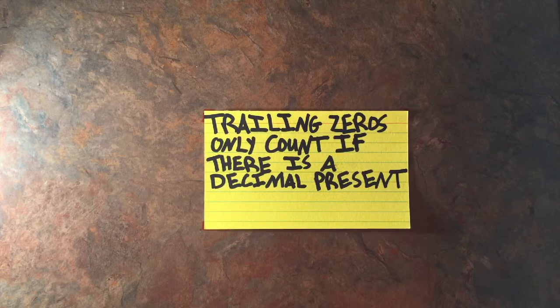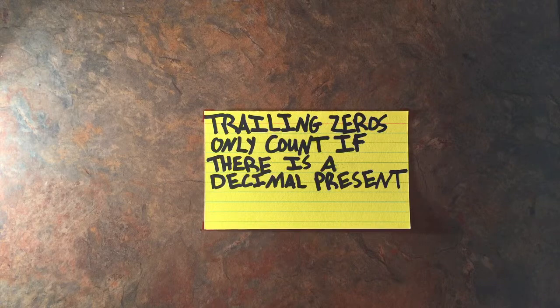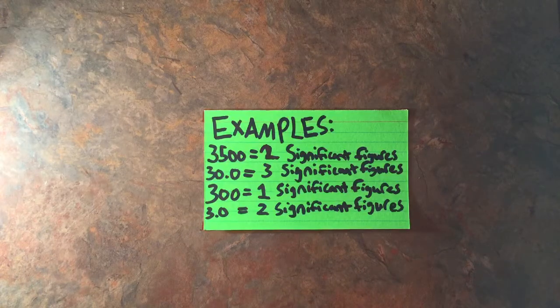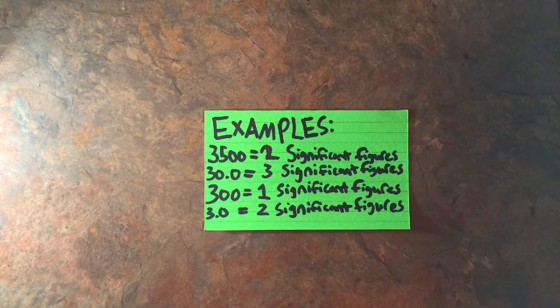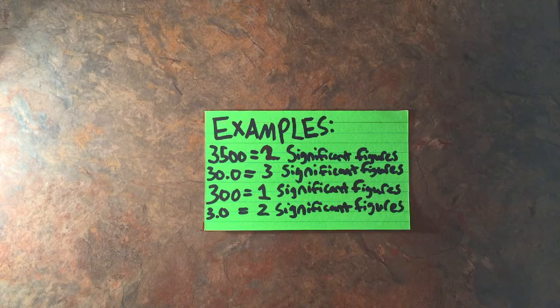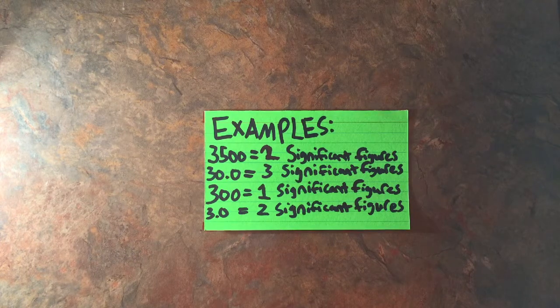The next rule is that trailing zeros, or zeros that come after a non-zero number, only count if there is a decimal present. For example, the number 3,500 has two significant figures. This is due to the fact that there's no decimal after the two zeros. The number 30.0 has three significant figures because of the decimal in between the two zeros. The number 300 has one significant figure. This is because there's no decimal after the two zeros. The number 3.0 has two significant figures due to the decimal in between the 3 and the 0.